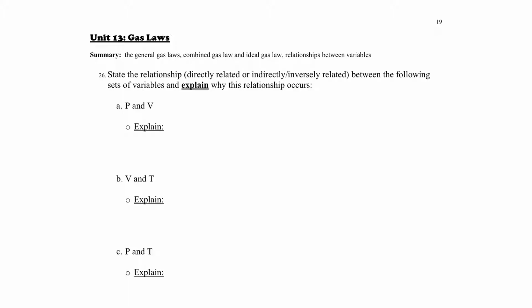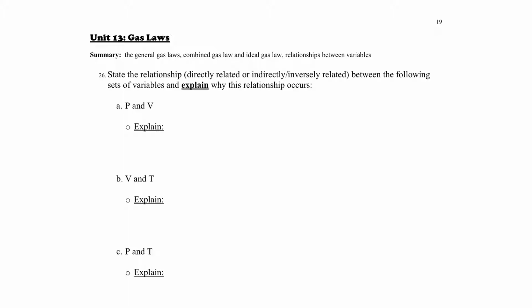Okay, so the first question is 26, where it asks you to state the relationship between the variables and explain why it occurs. So first thing, as far as the relationship goes, you want to understand whether the variables are directly or indirectly related. Okay, so pressure and volume, if you think about what happens there, think of a balloon.